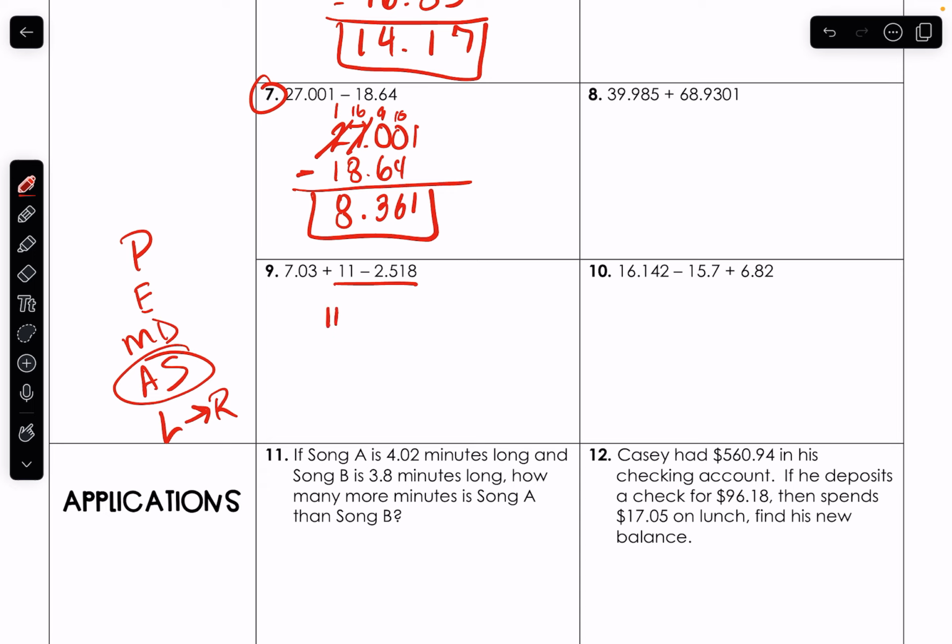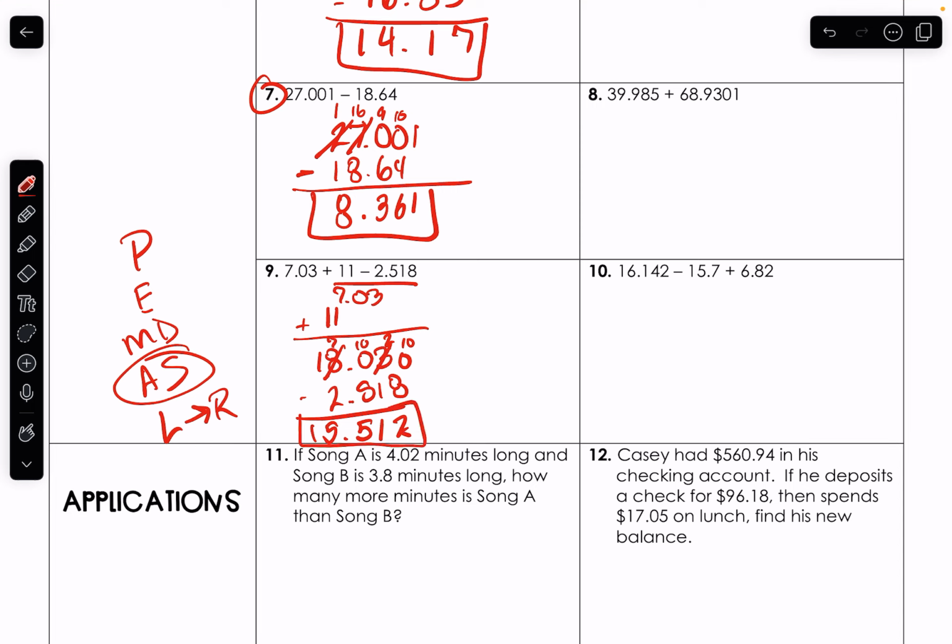So 11, 7 and 3 hundredths plus 11 is 18 and 3 hundredths minus 2 and 518 thousandths. So we work our problem through, we regroup 10, 2, and our last regroup 7, 10 here. 10 minus 8 is 2, 2 minus 1 is 1, 10 minus 5 is 5, 7 minus 2 is 5, carry the 1, and then 1. So the final answer is 15 and 512 thousandths.